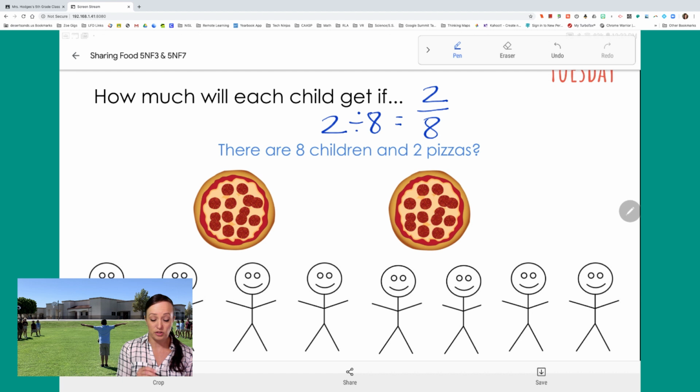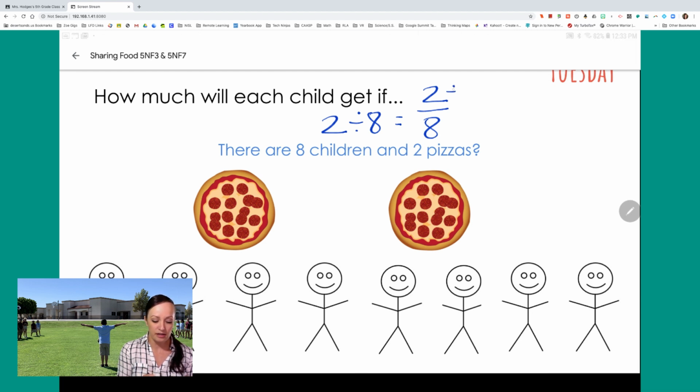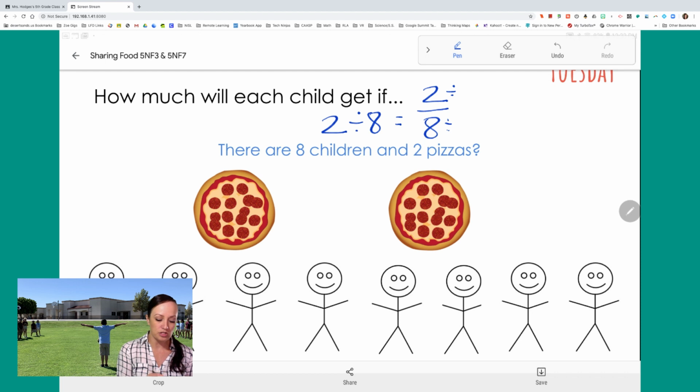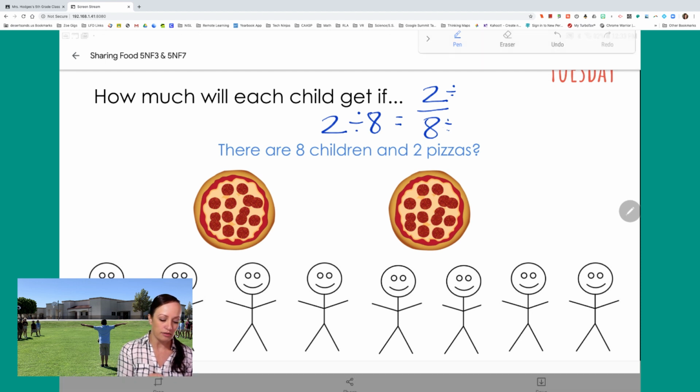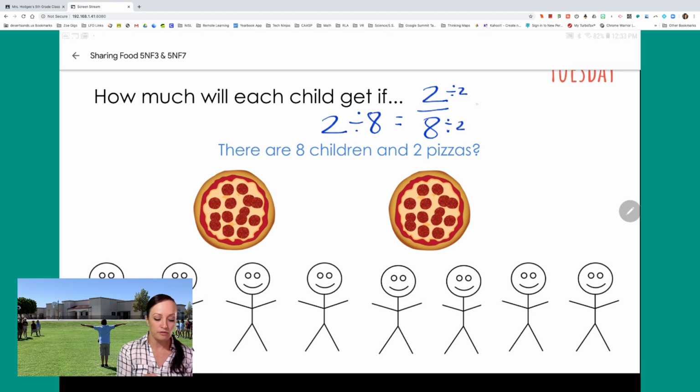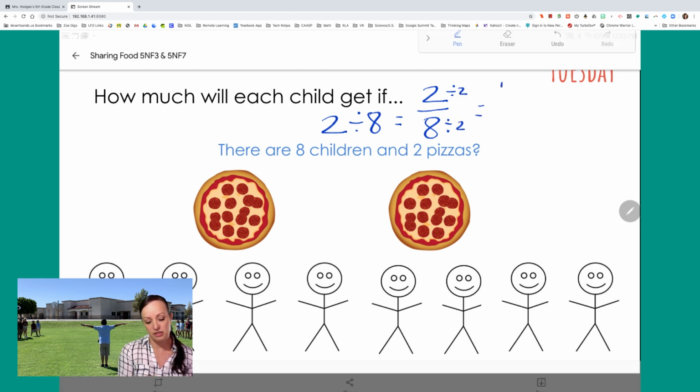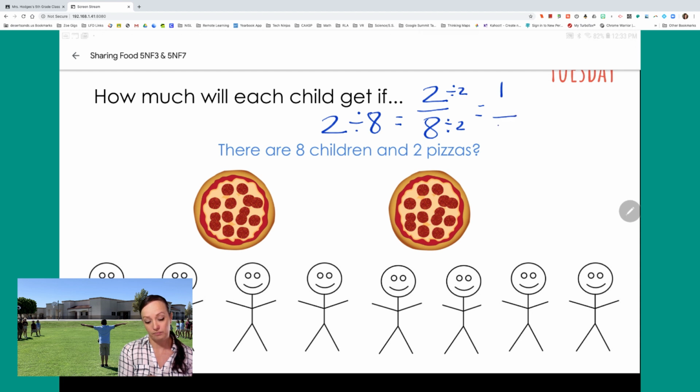Because they're even numbers. So I know that I can make an equivalent by dividing the numerator and the denominator by the same number, keeping the same ratio, but just changing the digits on the fraction. So if I divide by 2 because they are both even, 2 divided by 2 is 1, 8 divided by 2 is 4. So that means that each person would get 1/4 of a slice.